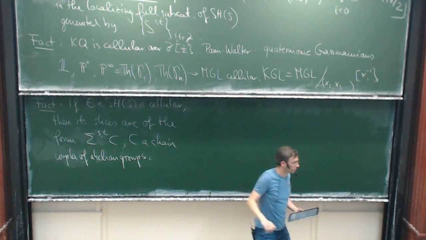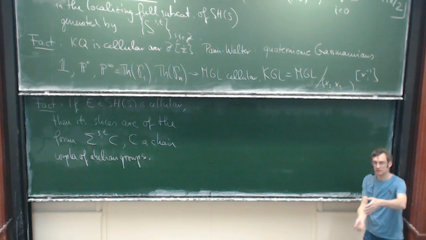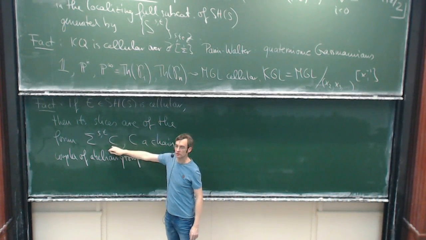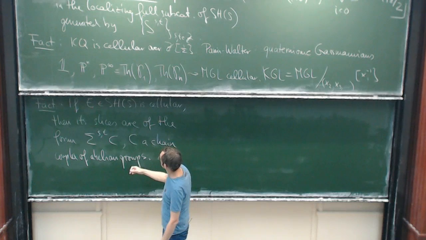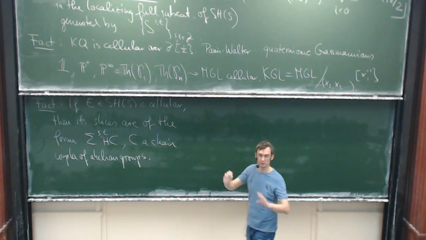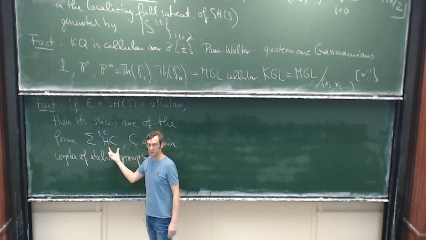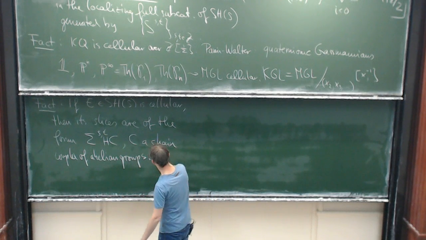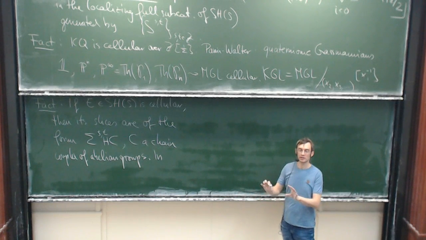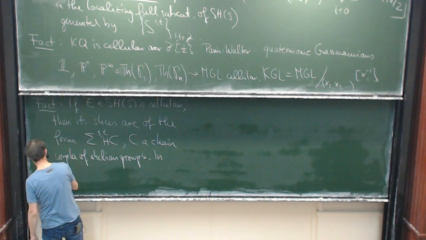If you have a cellular spectrum, it basically means that it has no interesting variety direction, and the same then descends to the slices. They are just given as the Eilenberg-MacLane spectrum associated to a chain complex of abelian groups. And one other thing I could say here, these are just given by Tate motives, and in particular they are invariant under base change.